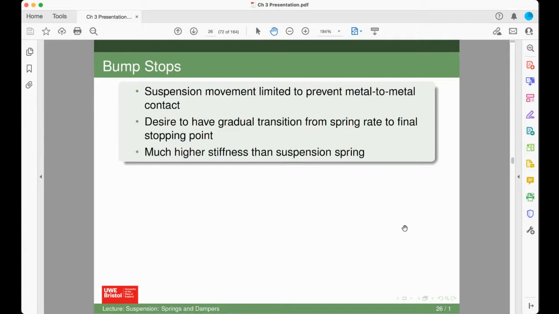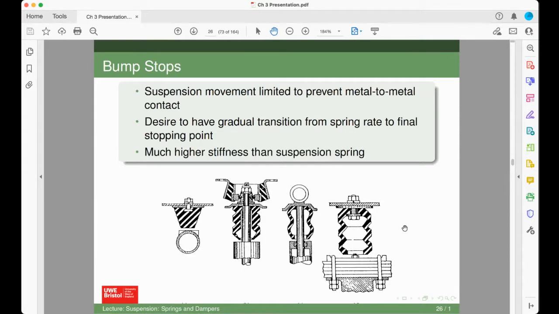Okay, so like I said, much higher stiffness than the suspension spring. So often these are rubber units connected to the end of a suspension unit, and like I said, it depends on how the suspension is designed, but it could be a simple rubber stopper like this, or you can have some quite complex shapes.